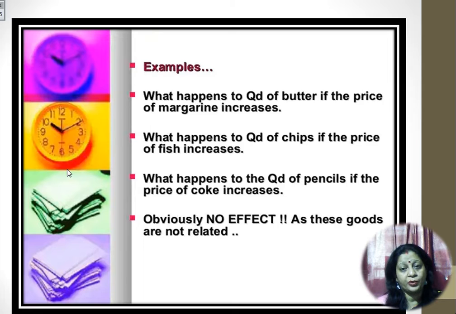What happens to quantity demanded of butter if the price of margarine increases? These are the examples. What happens to quantity demanded of chips if the price of fish increases? What happens to the quantity demanded of pencils if the price of coke increases? Obviously, no effect, as these goods are not related.